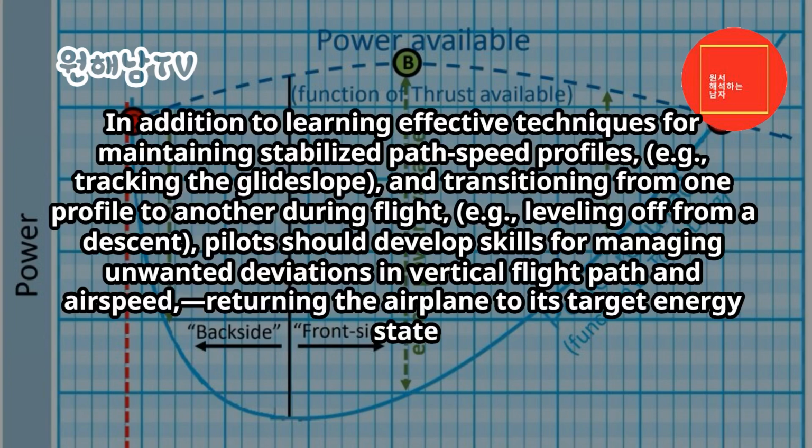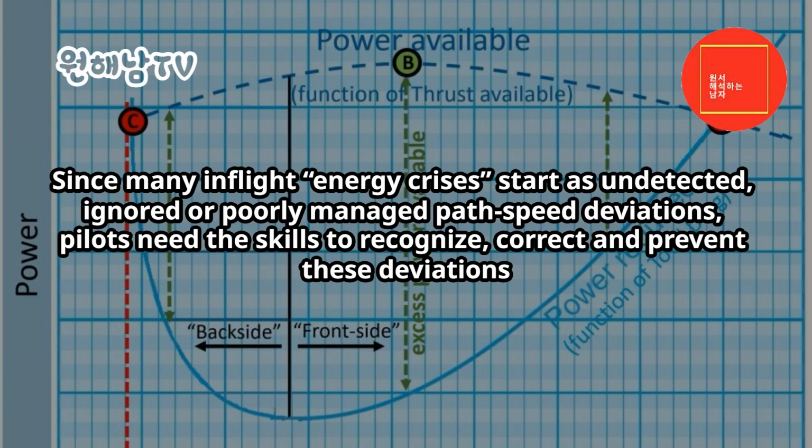Managing energy errors. In addition to learning effective techniques for maintaining stabilized path speed profiles, e.g., tracking the glide slope, and transitioning from one profile to another during flight, e.g., leveling off from a descent, pilots should develop skills for managing unwanted deviations in vertical flight path and airspeed, returning the airplane to its target energy state. Since many in-flight energy crises start as undetected, ignored or poorly managed path speed deviations, pilots need the skills to recognize, correct and prevent these deviations.